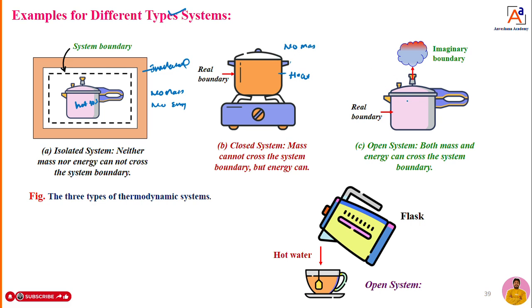What is in that closed system? We have a moving boundary, a fixed boundary, and an imaginary boundary. That also we can take. So that is the system, you can see here now.